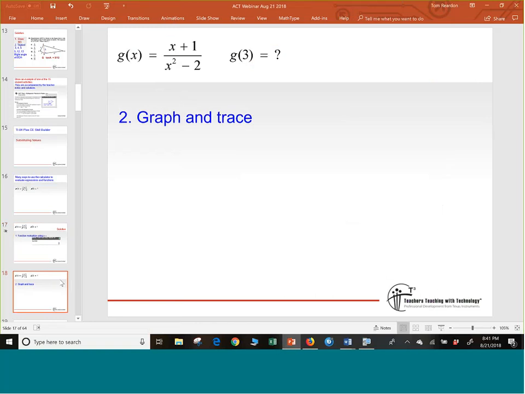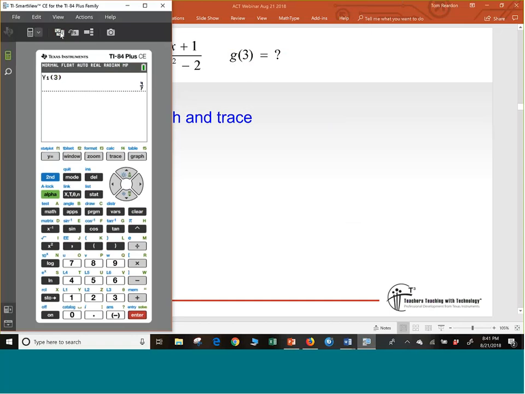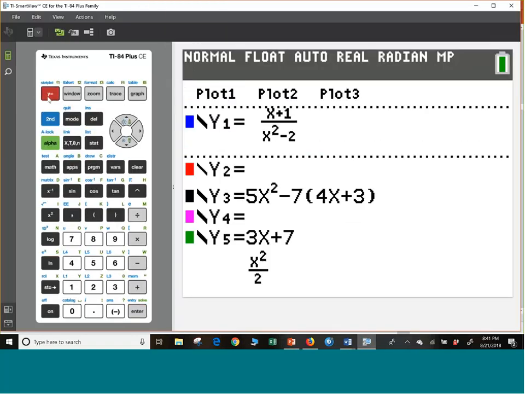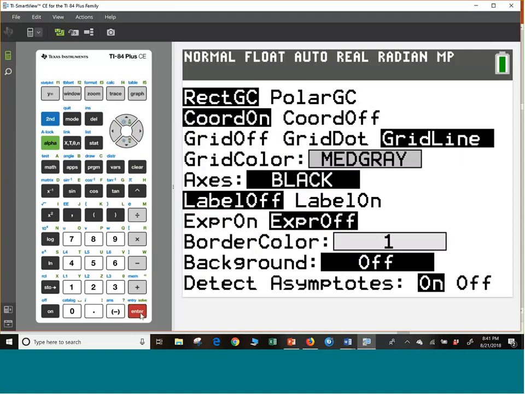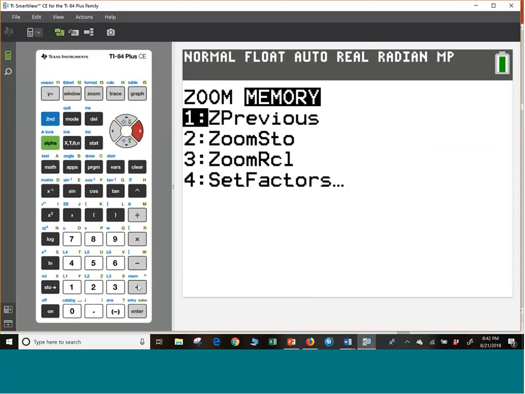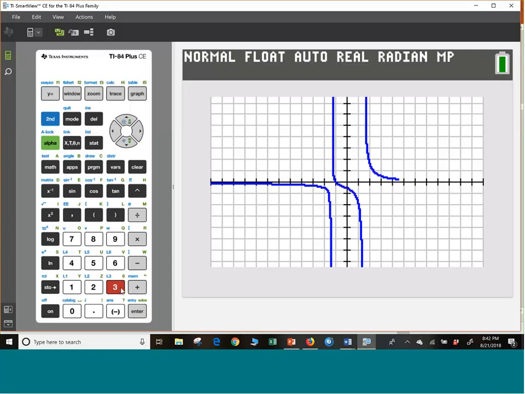A second way would be graph and trace. So if I go back to the calculator and make it big here, under y equals, let me turn that on so that it graphs. You just click on the equal sign and that turns it back on. And I have most of them turned off, right? So I'm thinking I have a zoom memory here that's a nice square window, one of my favorite ones. So let me zoom recall that. Yes, there it is. I like that window.